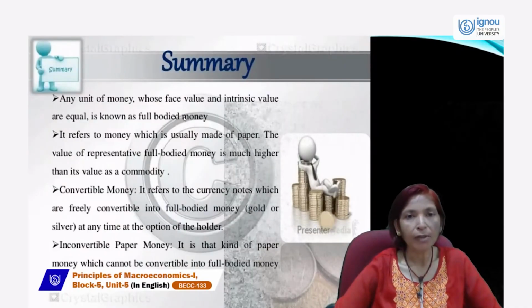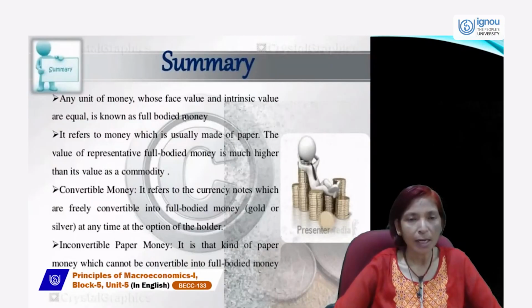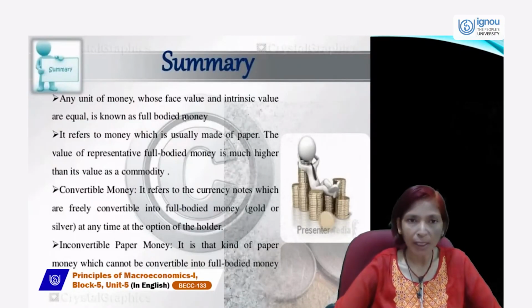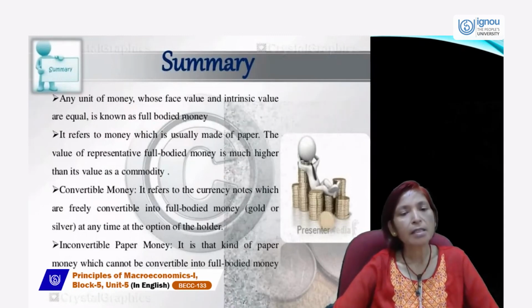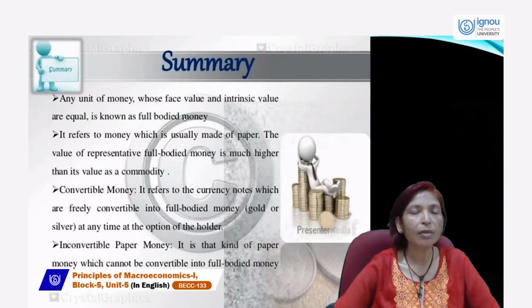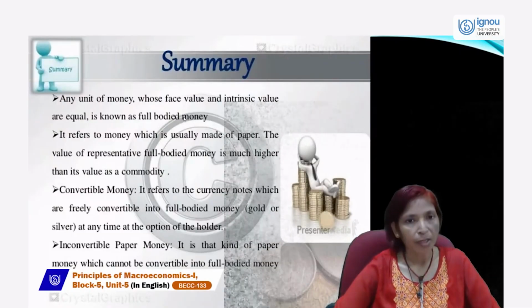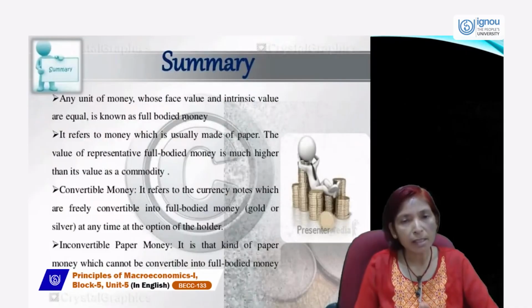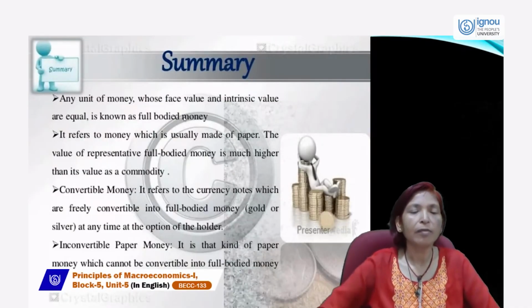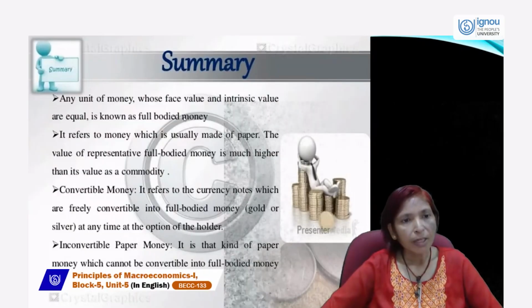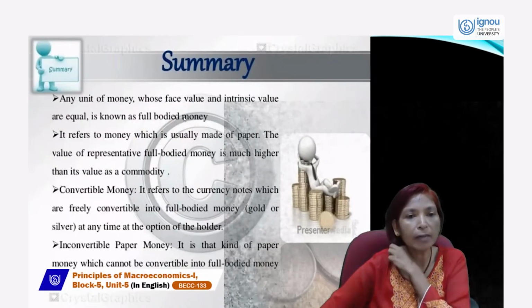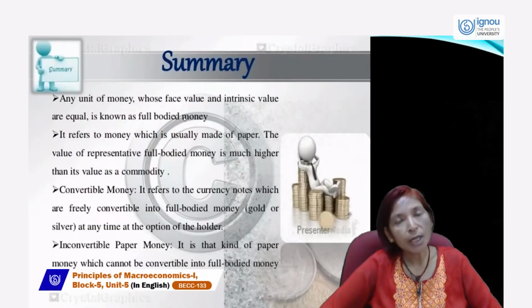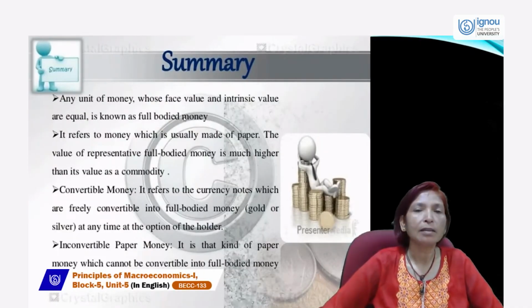This is the summary of the first topic which I have discussed with you: what is money, and what are the main functions of money. Any unit of money whose face value and intrinsic value are equal is known as full-bodied money. If the face value and the intrinsic value both are equal, it will be called full-bodied money. It refers to that money which is usually made of paper. The value of representative full-bodied money is much higher than its value as a commodity.